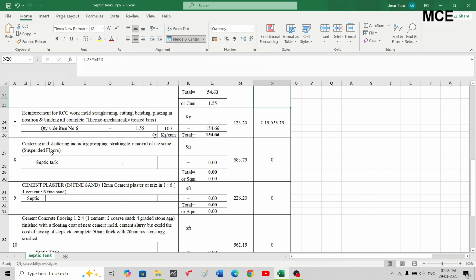After that, you have to provide the item of centering and shuttering, and it's required for the suspended floors, that is for the slab. Okay, and for the slab, we have to provide the centering and shuttering for the internal portion, that is 1 into 10 feet into 8 feet. Internal dimensions are 10 into 8 feet. That's the plan area for which you will provide the centering and shuttering.